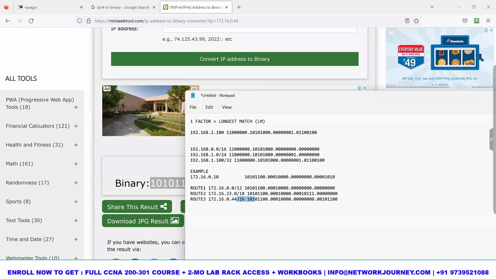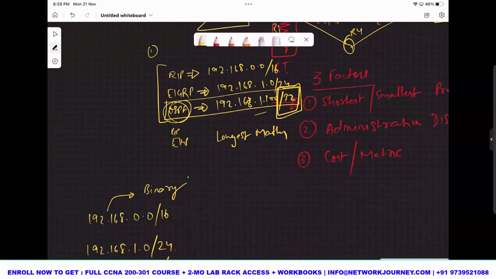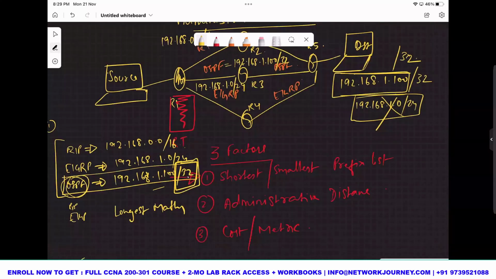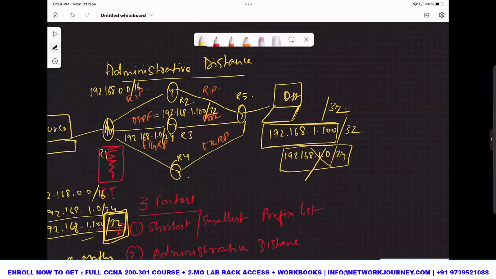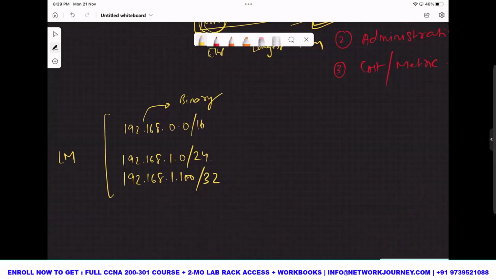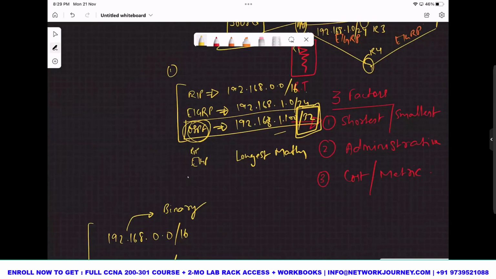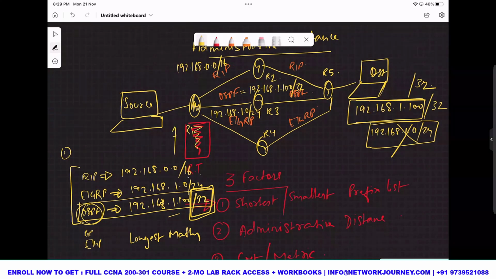So in our case, if I have three routes, 192/16, /32 and /24, from my longest match perspective, the one with /32 will win. It will win the election. And in the routing table, you will see the decision: path number 2 is considered as the best match, and the rest two are kept in standby.